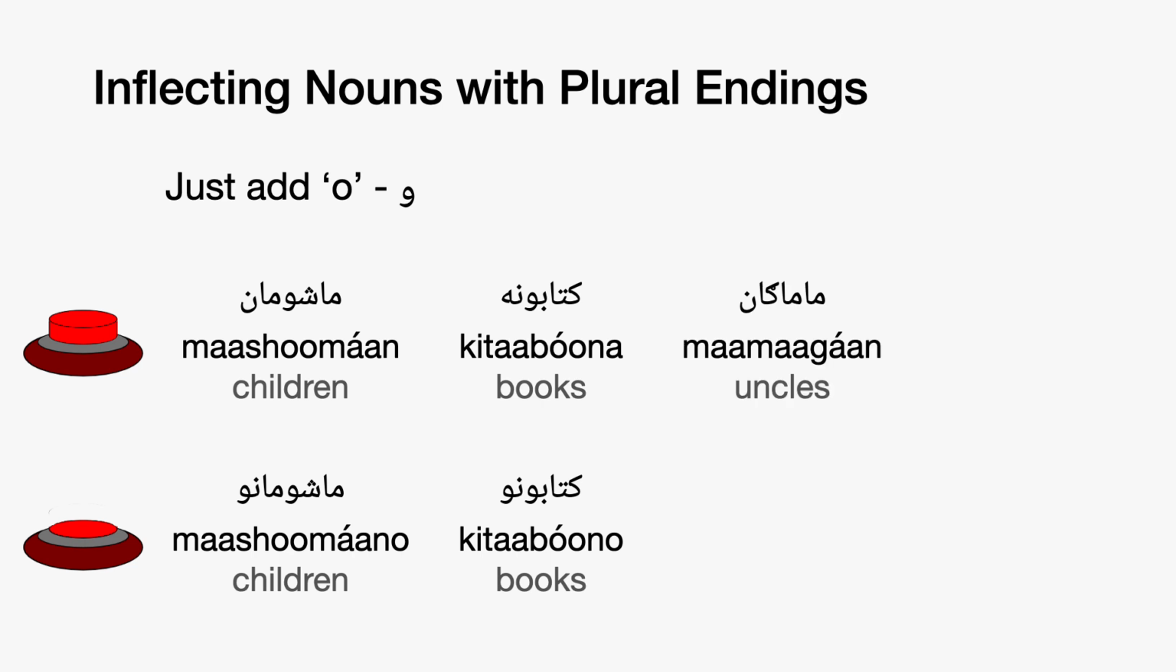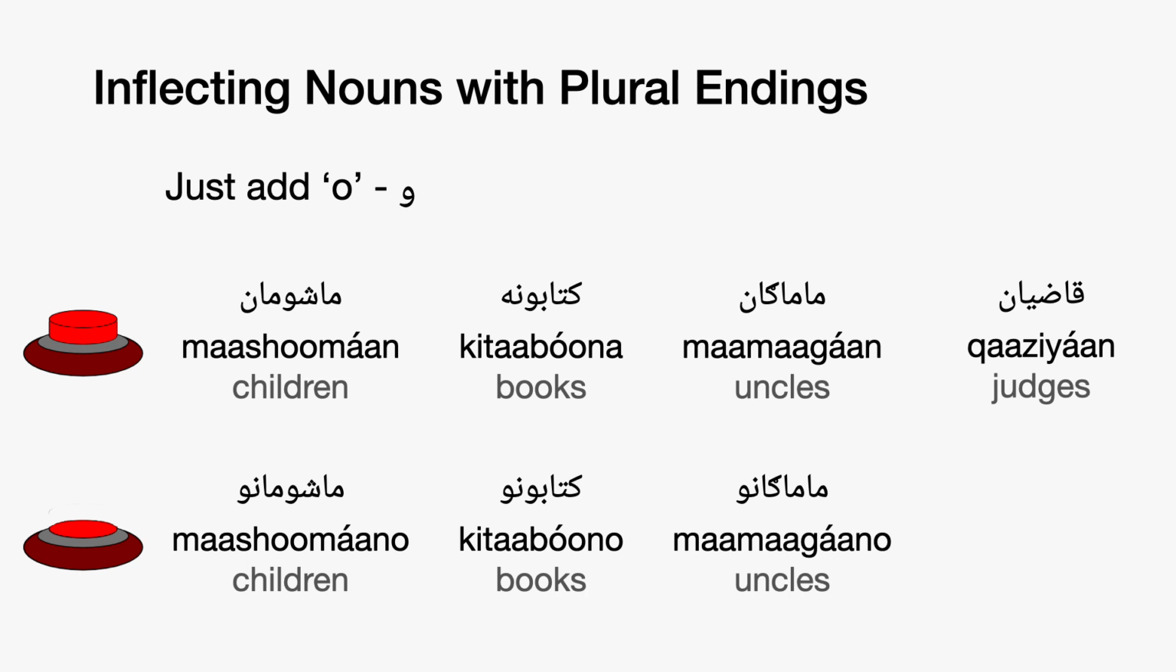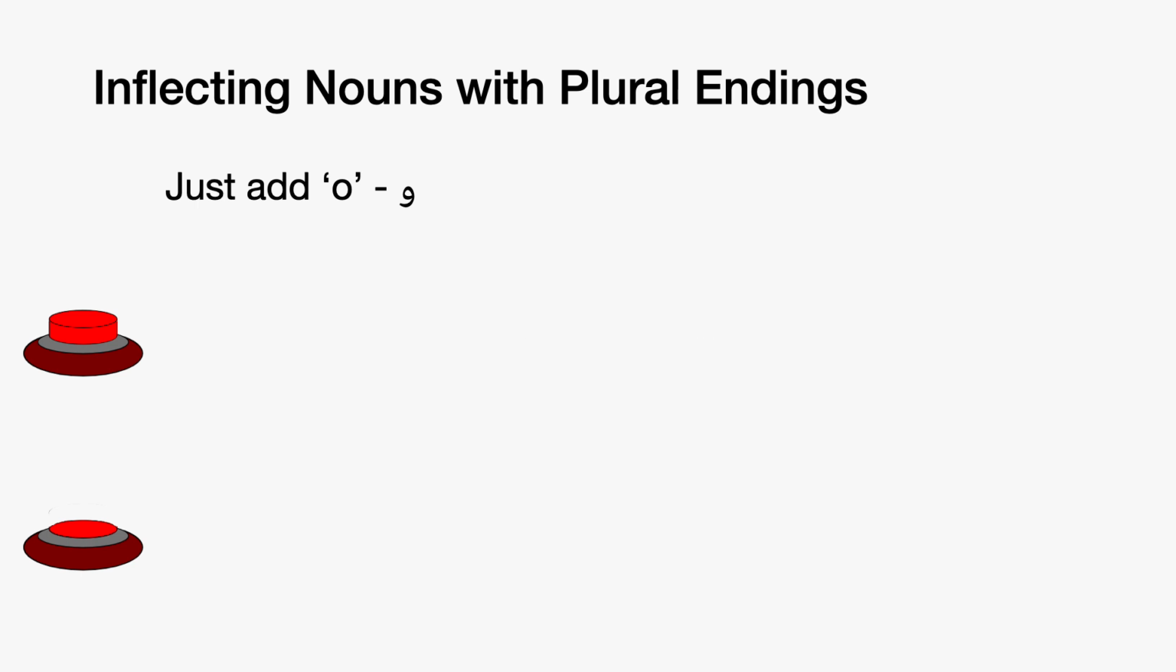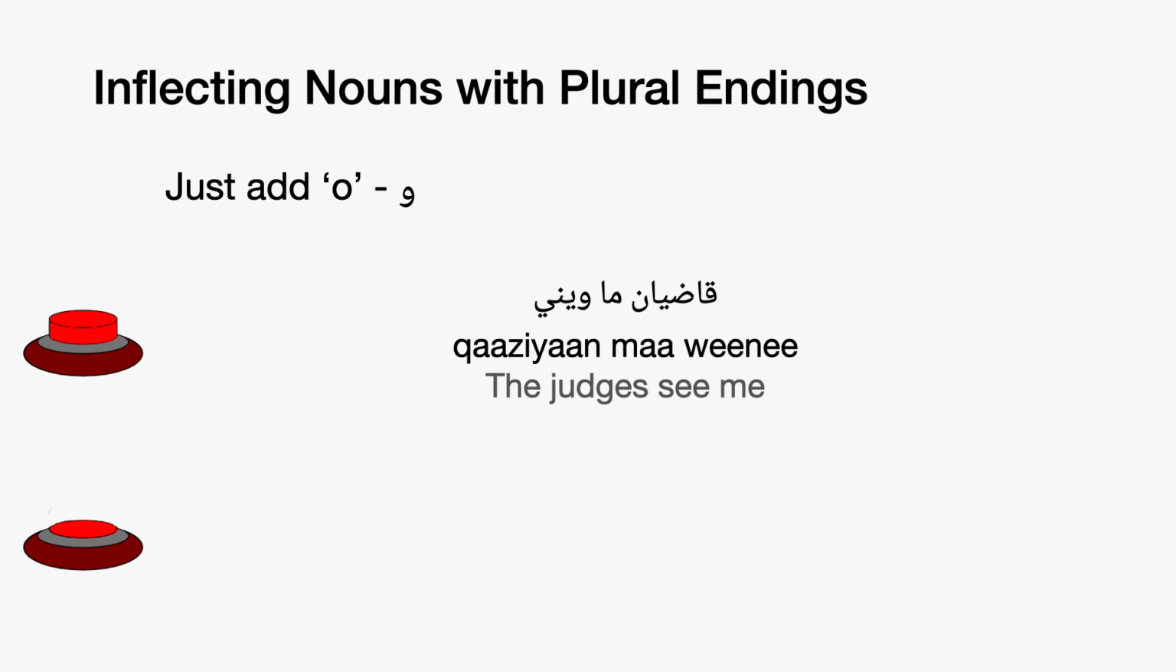Mamagan, uncles, becomes mamagano. And kazian, judges, would just be kaziano. So pretty easy. We just add an o on the end of these nouns with plural endings. So for instance, kazian mavini, the judges see me. This is present tense. Kazian is the subject of a present tense transitive verb.